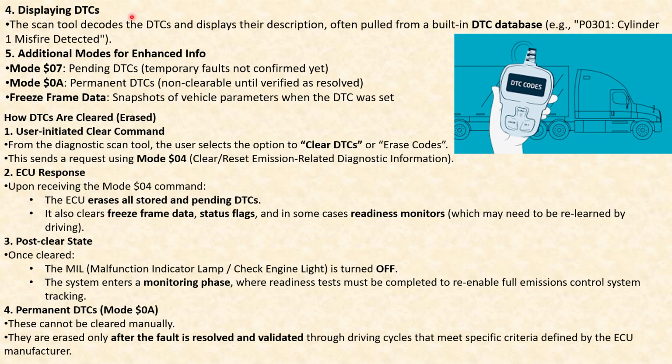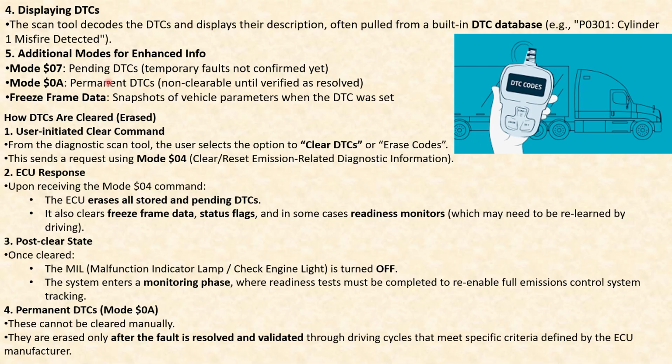Next comes displaying DTCs. The scan tool decodes the DTCs and displays the description, often pulled from a built-in DTC database. So there is always a built-in database. It extracts the correct DTC and displays it. Then there are additional modes for enhanced info.